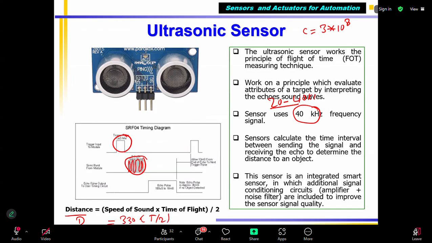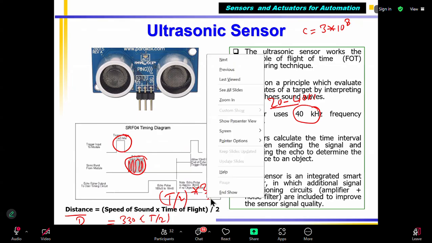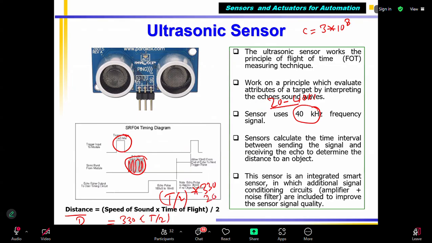Okay, so this sensor calculates the time the same way, correct? Capital T divided by 2 multiplied by 330 if it is at sea level. For example, if you are in Ooty, it is not at sea level. It is around 3000 meters, correct? So the speed will reduce. Maybe it may become 280. I don't know the exact number. It may become 200 or 250 meters per second.